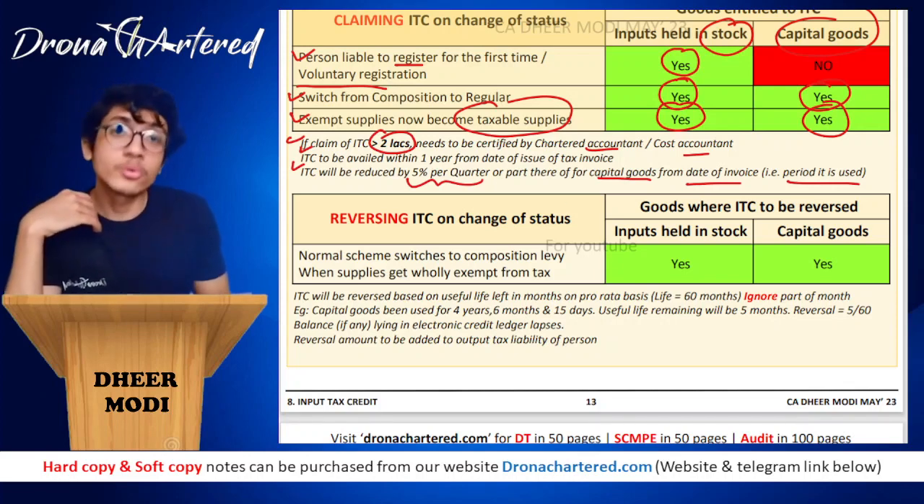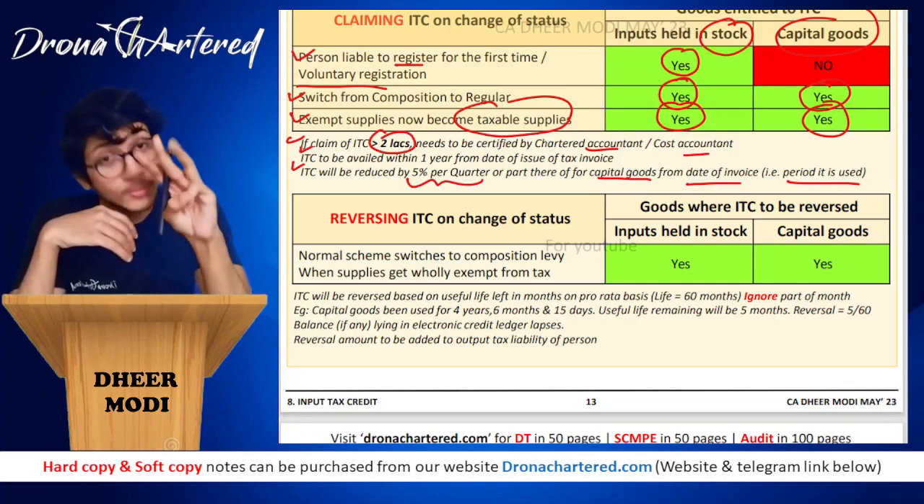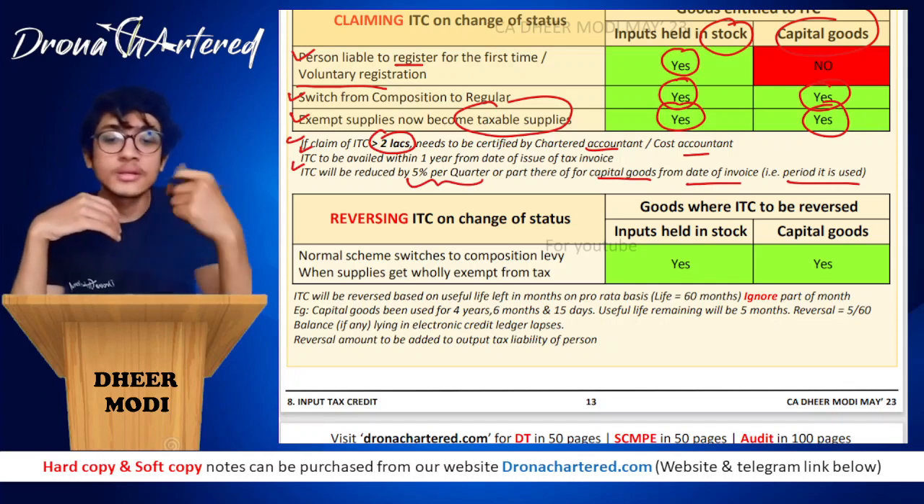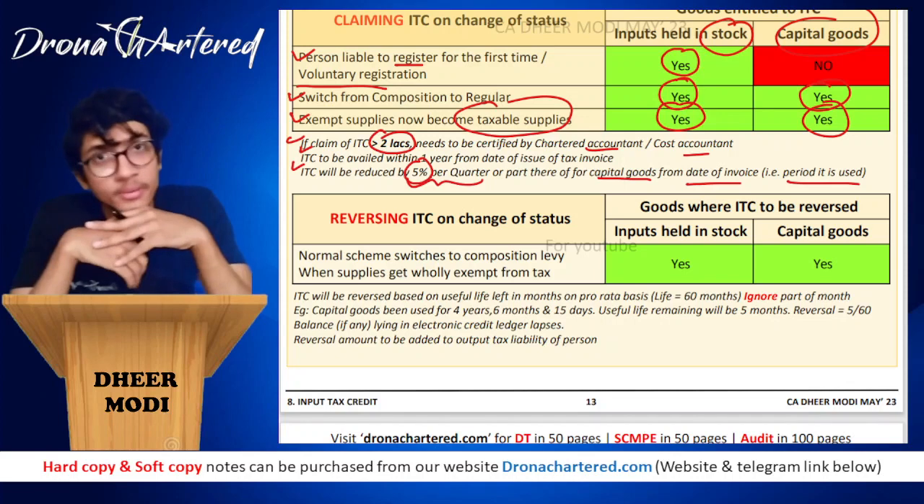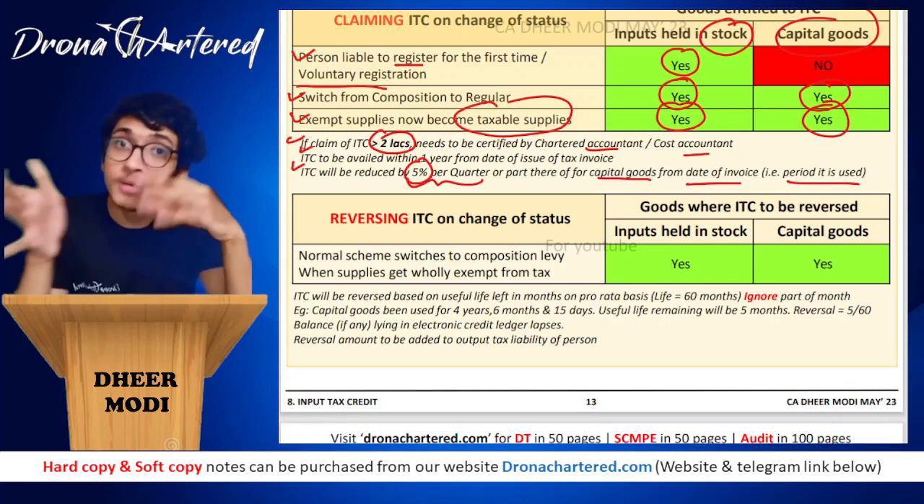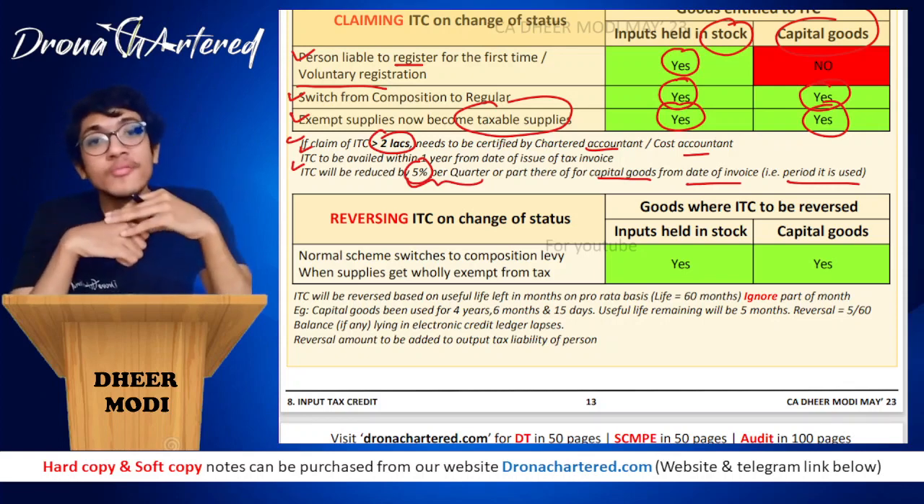Clear? So 5% per quarter means a quarter has 3 months, correct? A quarter does not have 4 months. A quarter has 3 months, so in a year you have 4 quarters. That means in a year there will be 20%. Correct? 5% per quarter means 20% per year. Now you multiply this by 5, that is 100% for 5 years. This is what I was telling you, that machinery has a life of 5 years.